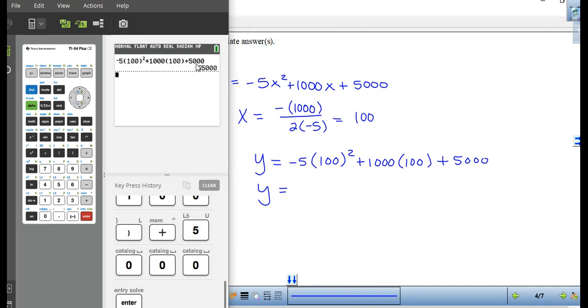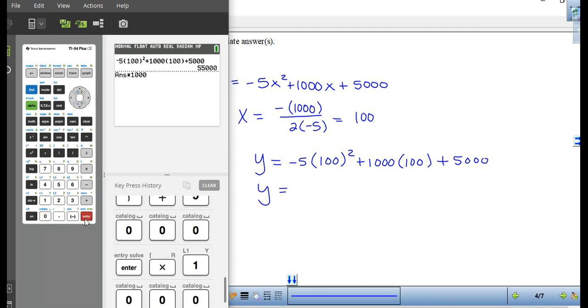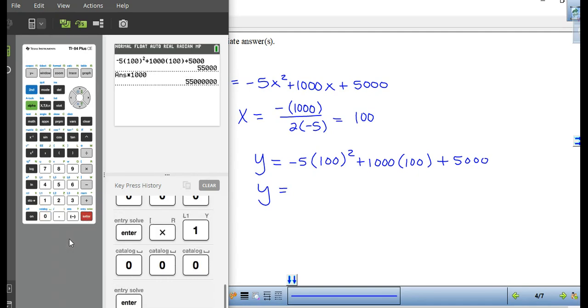Now that you've plugged your equation in and hit enter, you get 55,000. But don't forget, when we write our final answer, it's in thousands of dollars. So if you multiply by 1,000, you're now going to get 55 million.